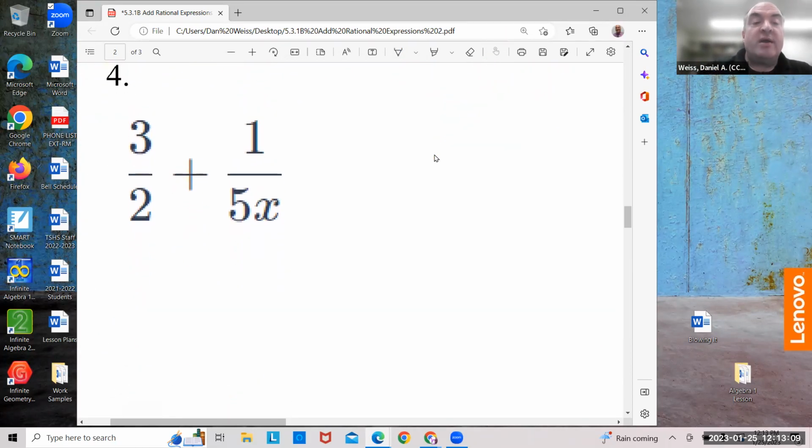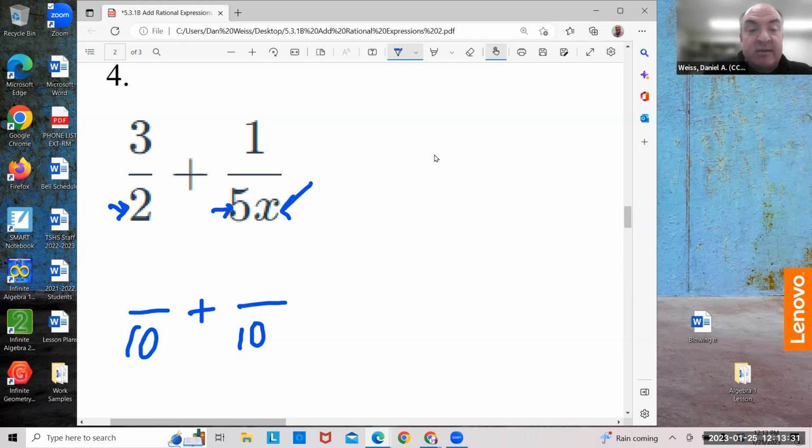Okay, over here. What is the common denominator? So first of all, just with 2 and 5, what's the common denominator of 2 and 5? Isn't it 10, right? So since there's this x here, doesn't it make sense that x will be part of my common denominator?